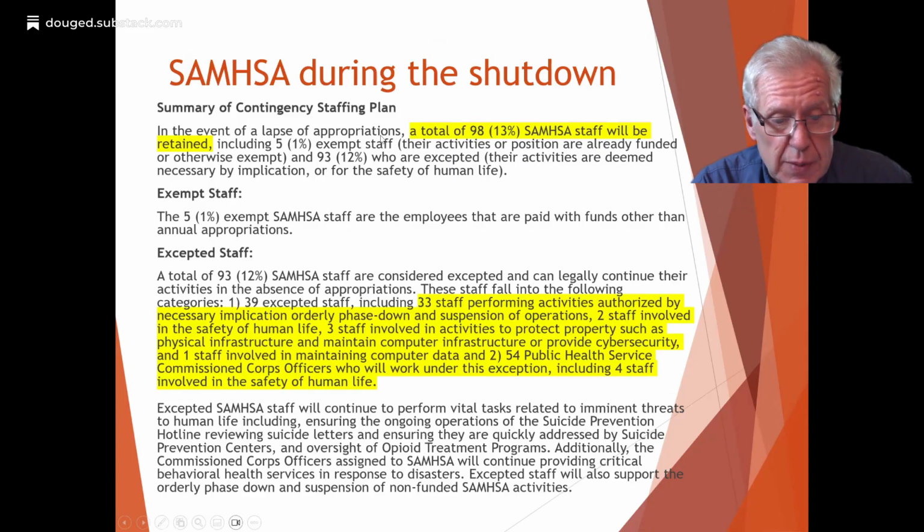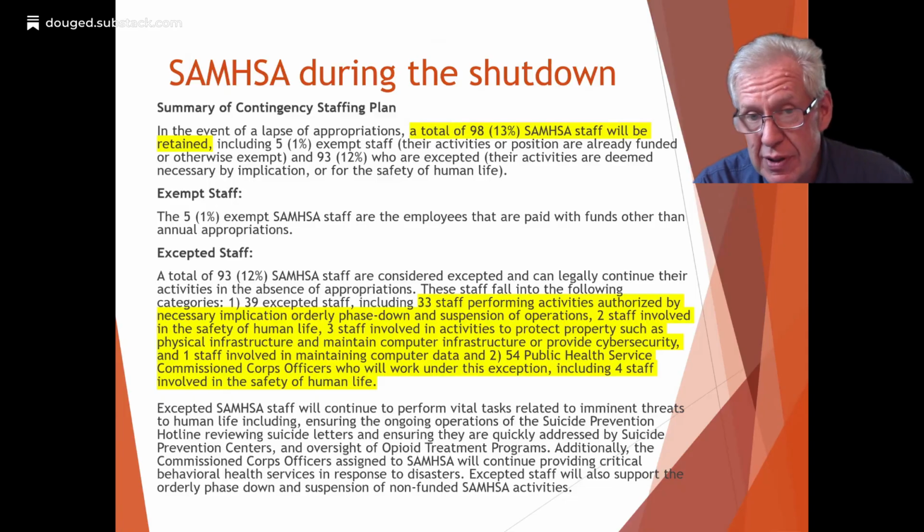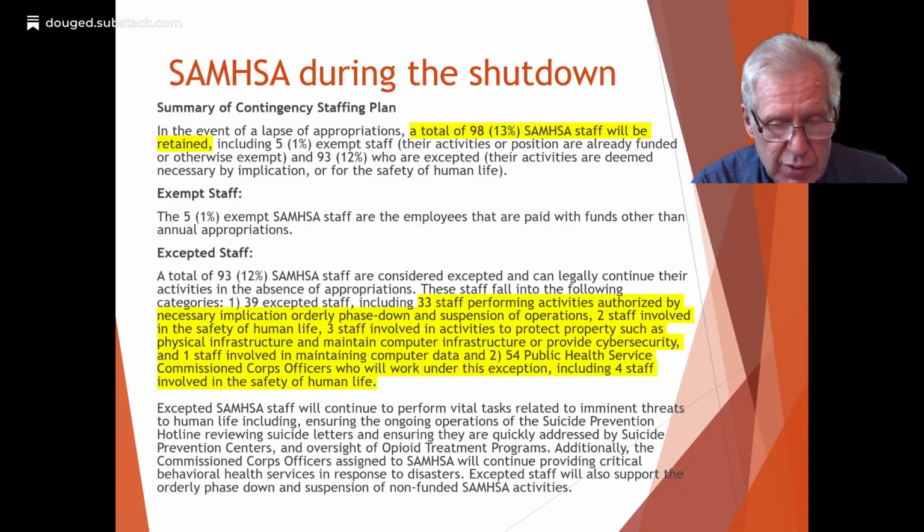Of these 98 people, 5 are exempt staff. So they are exempt from being furloughed because their activities or position are already funded or otherwise exempt. And 93 are accepted. The activities are deemed necessary by implication, not quite sure what that means, or for the safety of human life. That's part of that discretionary piece. I would say 5 look like they are mandatory because they're already funded. 93 are clearly discretionary and therefore are accepted from being furloughed.